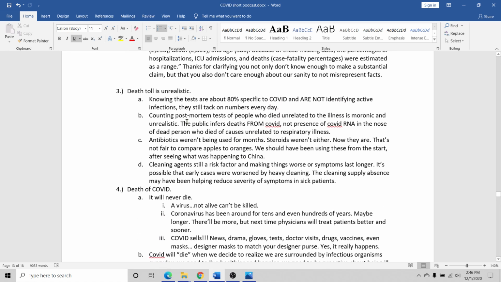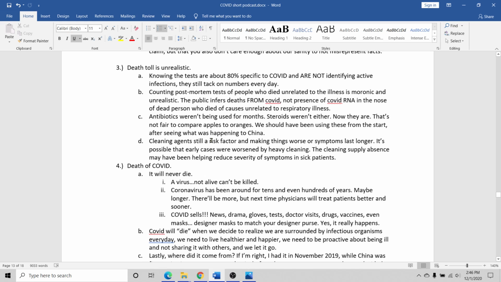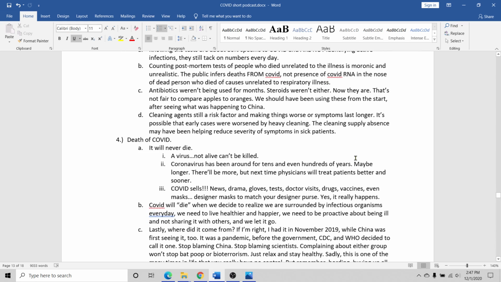Again, why the death toll is unrealistic. Cleaning agents are a risk factor, making things worse. If you watch that video, I believe it's the third video, it'll show you how we can cause more respiratory distress and respiratory disease and respiratory problems by the use of these quaternary ammonium compounds like benzalkonium chloride. There's a bunch of other quaternary ammonium compounds out there, but just know that the risk is out there and that we could have made things worse by the heavy cleansing.